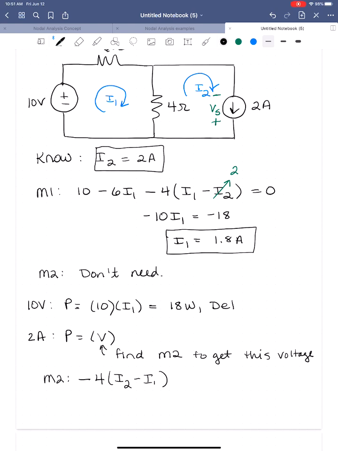So coming around now, I'm moving from minus to plus, so I'm going to add VS. And then I'm back to where I started, and I can sum to 0. I know I1 and I2, so I can solve for VS, and I'll get that VS is equal to 0.8 volts when I substitute in I1 and I2.